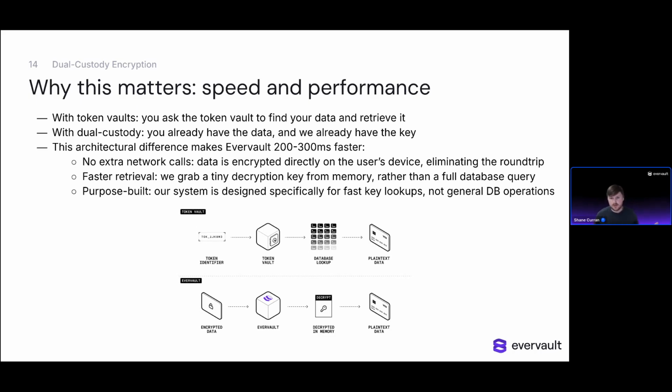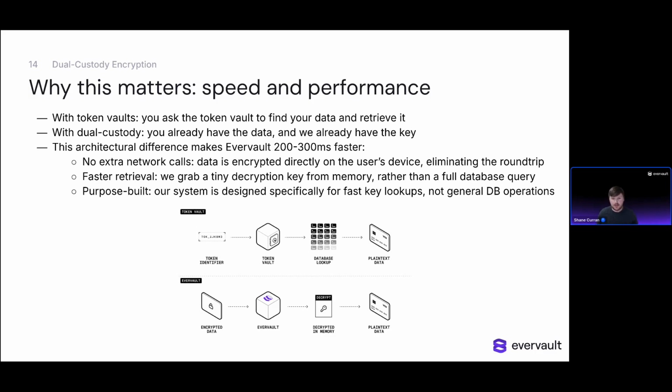You're eliminating 200 to 300 milliseconds of latency when the user clicks the checkout button and types in their card. There's faster retrieval because all we're storing or all we're managing is the tiny decryption key in memory, rather than having to do a full database query for every single card that you want to decrypt.